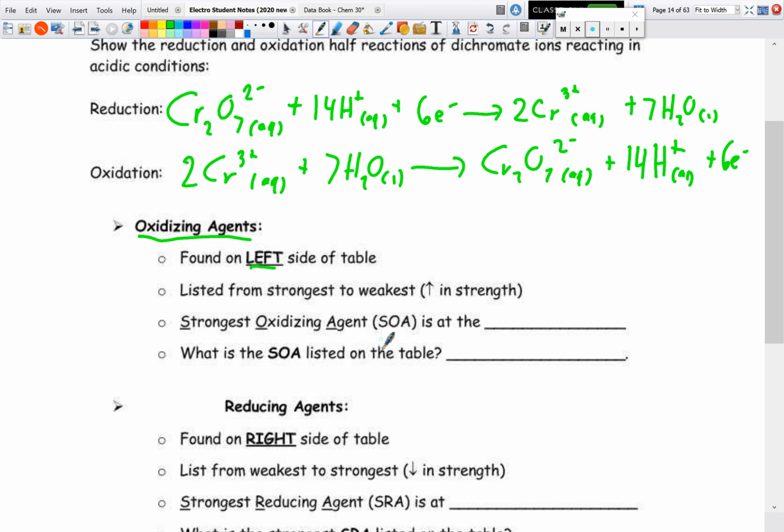So our strongest oxidizing agent, we use the abbreviation SOA, is at the top right. And of course, the one at the top right is fluorine gas, which makes sense. It is the most electronegative element that we have.